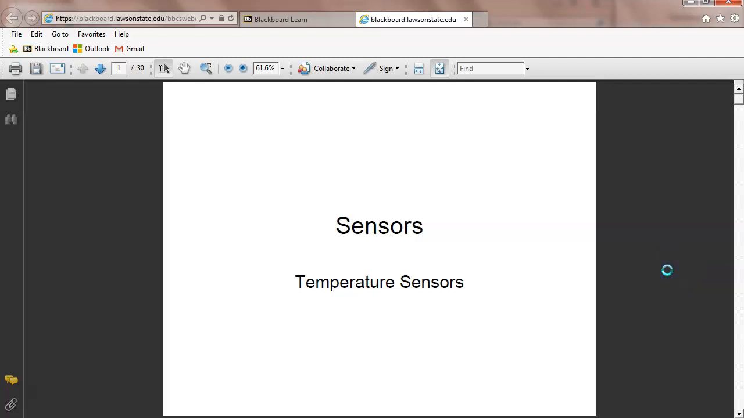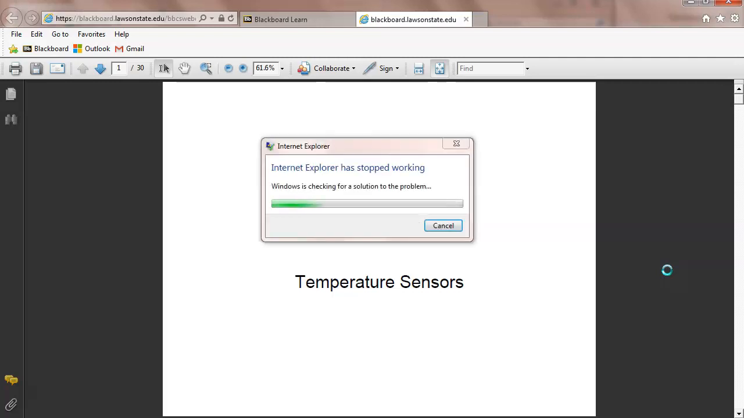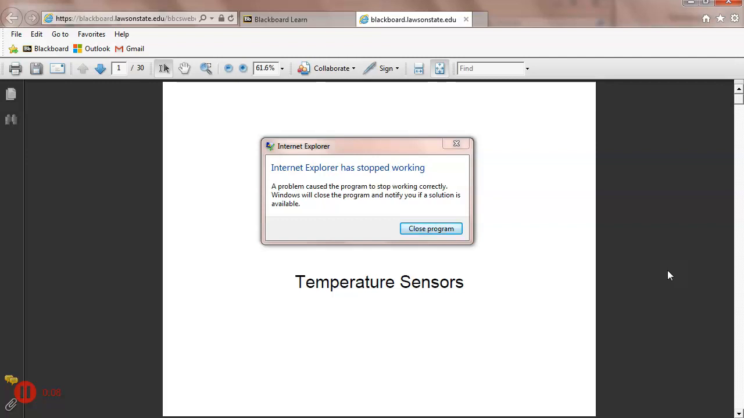Temperature sensors, let's go back and review what type of temperature sensors did we talk about? What type of temperature sensors did we talk about? Are we just reviewing the last lecture? Yeah, we started off with a thermistor, right?